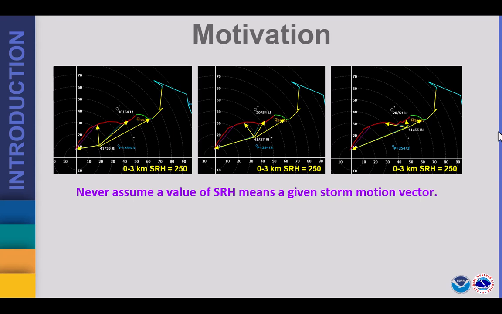In this example, we see three hodographs, all producing a 0 to 3 kilometer SRH of 250, but with different motion vectors giving us a different pattern of storm relative flow. The left hodograph represents pretty strong storm relative flow aloft to distribute precipitation down shear away from the updraft, whereas the right hodograph shows much weaker storm relative flow aloft that might keep the precipitation within or very close to the updraft core.